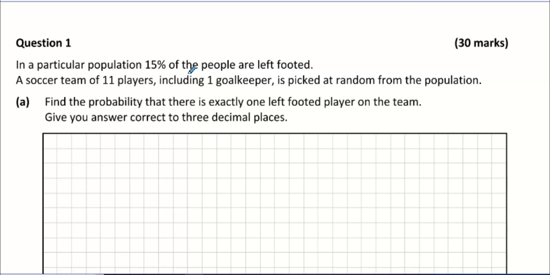In a particular population, 50% of the people are left-footed. A soccer team of 11 players, including one goalkeeper, is picked at random from the population. Find the probability there is exactly one left-footed player on the team. Give a correct answer to three decimal places.